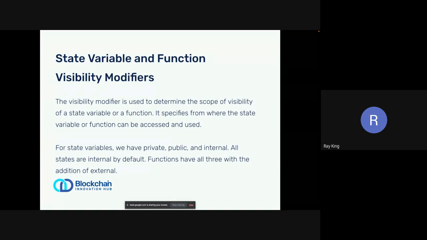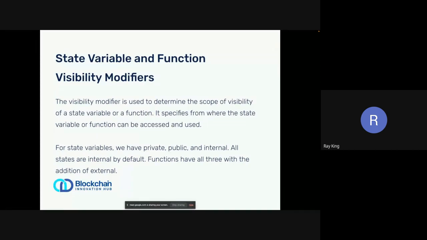Now, when we talk about visibility modifiers, they are used to determine the scope of visibility of a state variable or a function. It specifies from where the state variable or function can be accessed and used. For state variables, we have private, public, and internal. All states are internal by default. So if you don't provide a visibility modifier, by default it's going to be internal.